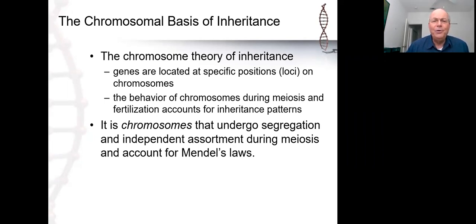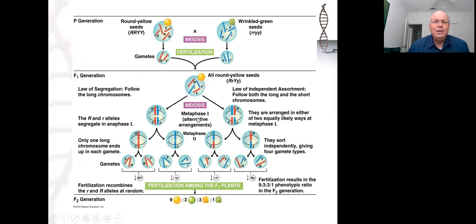And so we now refer to the physical location of genes on chromosomes as their locus. That's the singular. Loci is the plural. So the locus of a gene is just its physical position, its physical location on a chromosome. And it's the presence of the genes on the chromosome that actually accounts for Mendel's observations.